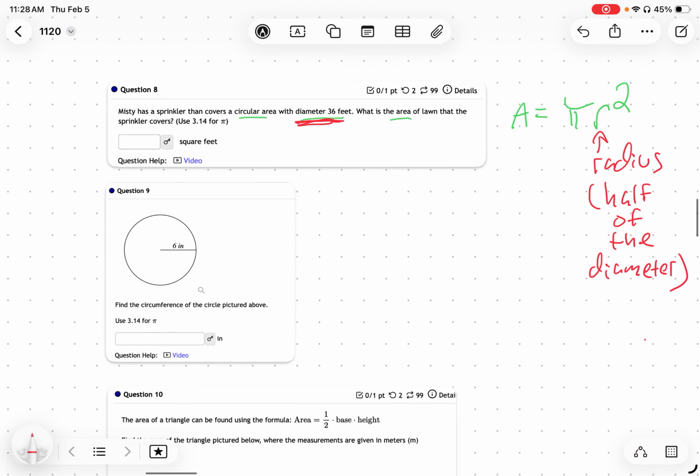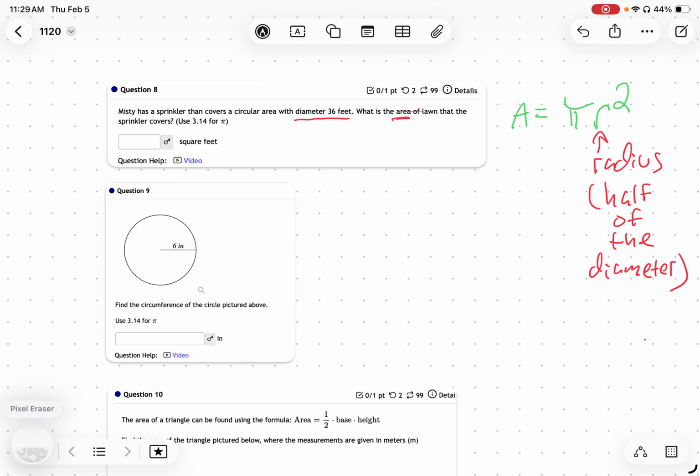The last problems I wanted to go over are a couple circle application problems that I know are going to be popping up in homework 2.3. So one of your questions: Misty has a sprinkler that covers a circular area with a diameter of 36 feet, and we want to know the area of the lawn that is covered by the sprinkler.